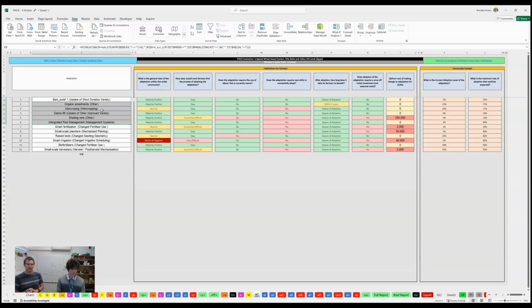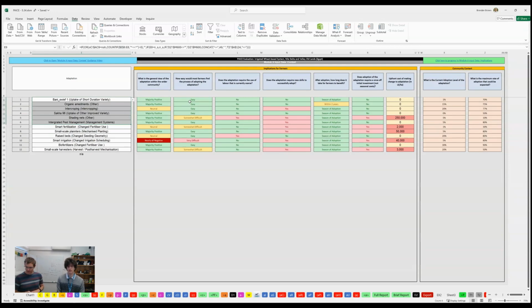Part of the facilitator's role is to have their notebook out and write down some notes because, for instance, if there is an uptake of a short duration variety and it's listed as very difficult, we're going to come back to you and ask what could be so difficult about a varietal change.